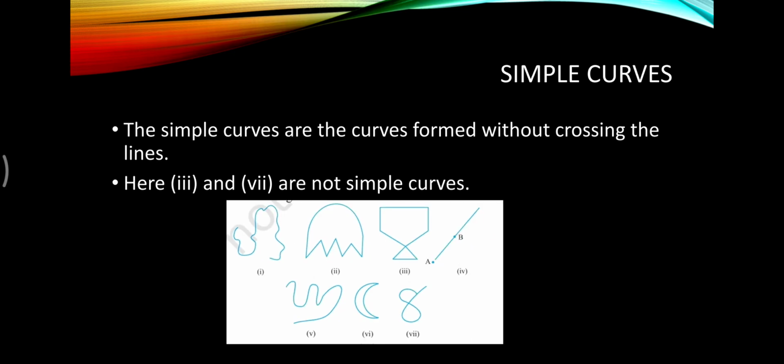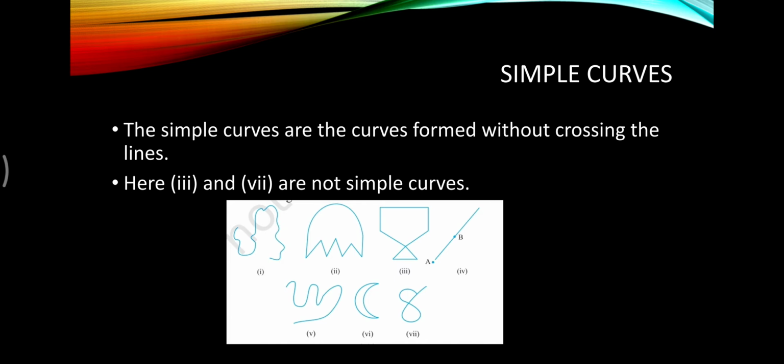Now our topic is simple curve. The simple curves are the curves formed without crossing the lines. Here third and seventh are not simple curves because these are crossing each other. Here you can see in the third and seventh figures the lines are crossing each other, or they are intersecting each other. That's why these are not simple curves.